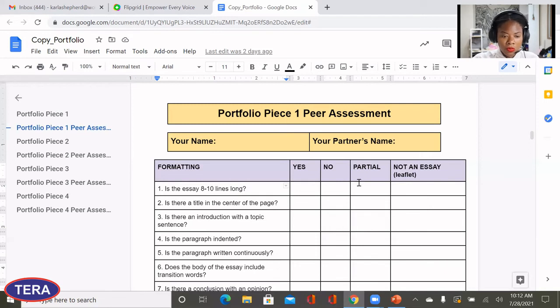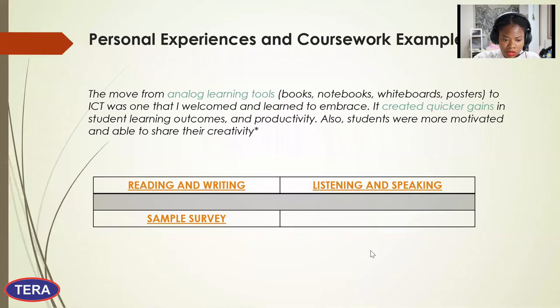Okay, so this is what the basic writing portfolio looks like. Let's go back to this presentation now. And the listening and speaking portfolio is very similar.